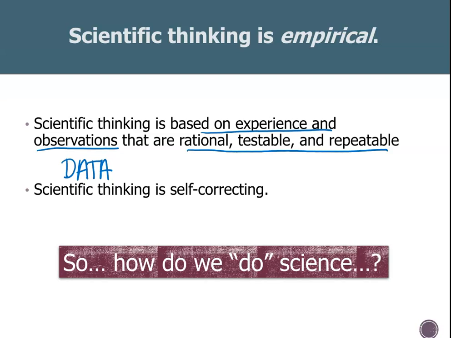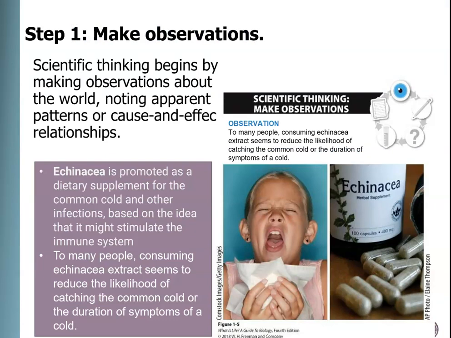So how do we actually do this process of empirical science? Let's talk about some things. All right, so step one, we're going to start by making observations or asking questions. So you do this when you note a particular pattern or a cause and effect, and you want to know why. Why is this pattern happening? Why is there a causal relationship between these two things? So this is all going to start with an observation.